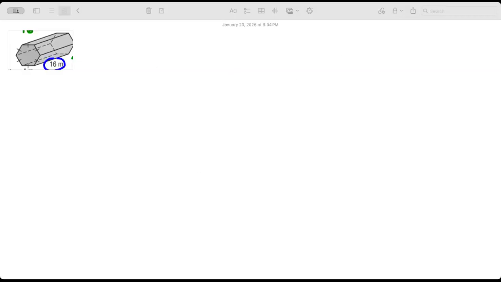Now, can we find the lateral surface area of this structure? 4 meter, 16 meter. Can we try, guys? What is the lateral surface area of that pentagon? Is it 384? Correct. So what did you do? 16 times 4 is 64, and I multiplied that by 6. Good job.